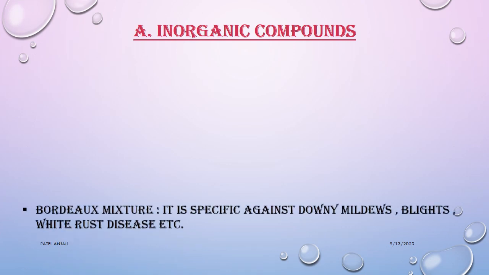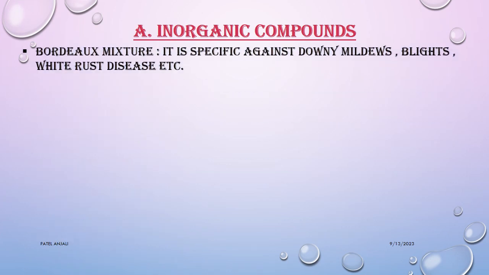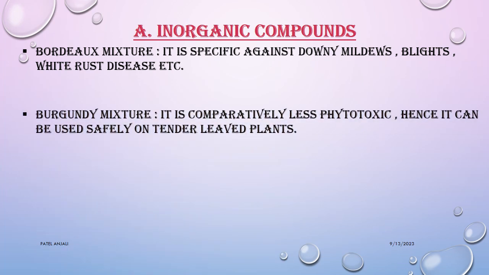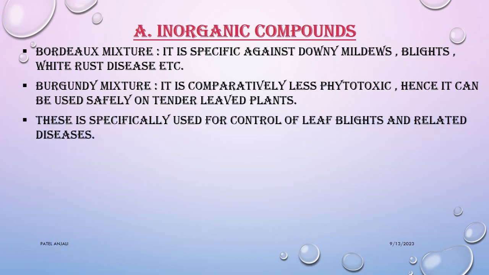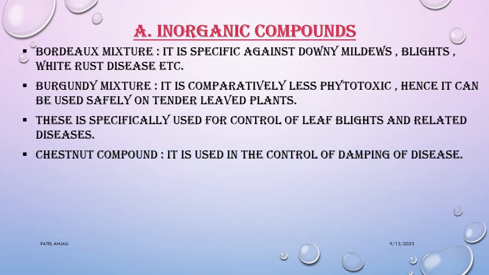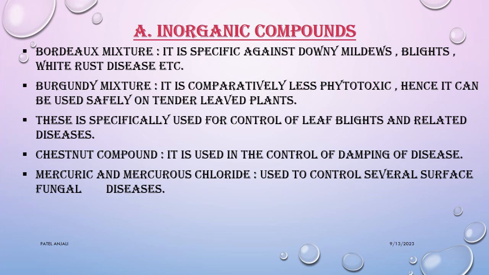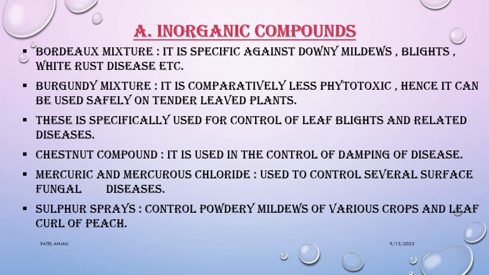Inorganic compounds: Bordeaux mixture, it is specific against downy mildew, blights, white rust disease, etc. Burgundy mixture, it is comparatively less phytotoxic, hence it can be used safely on tender leaf plants. These are specifically used for control of leaf blight and related diseases. Cheshunt compound, it is used in the control of damping off. Mercuric and mercurous chloride are used to control several surface fungal diseases. Sulfur sprays control powdery mildew of various crops and leaf curl of peach.